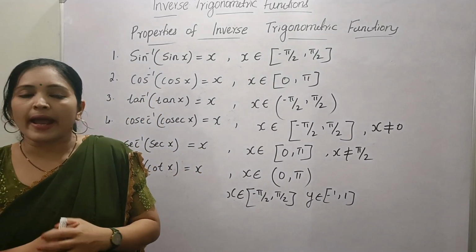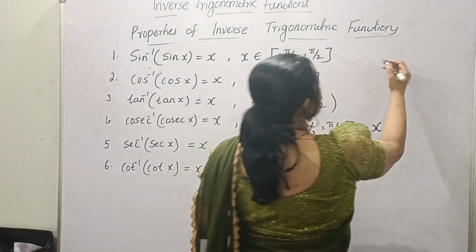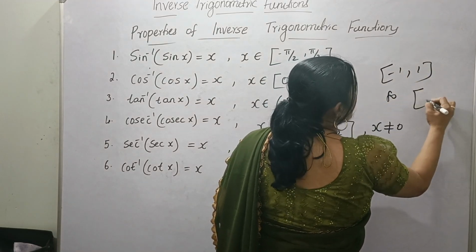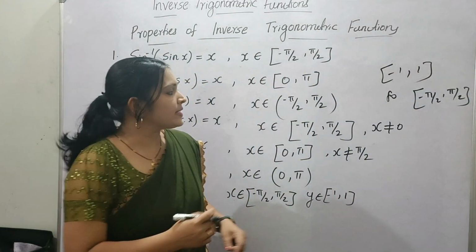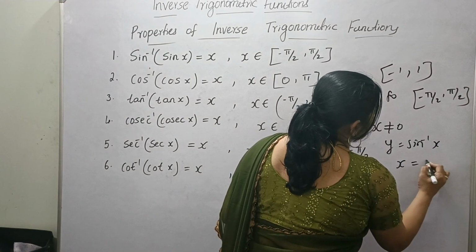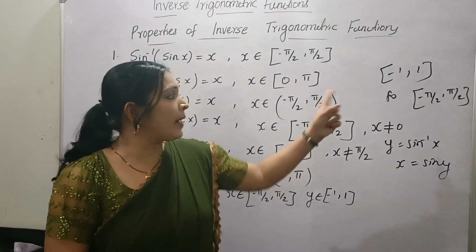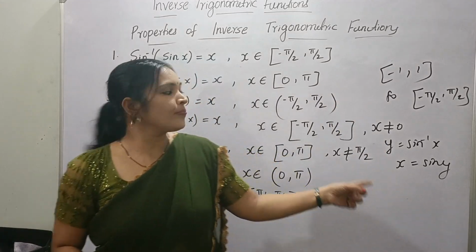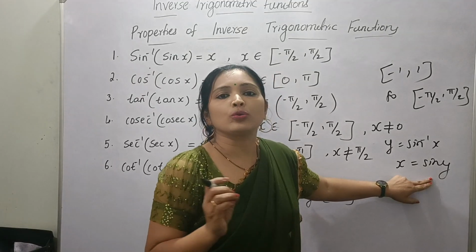We have already learnt that sine inverse is a function from the domain minus 1 to 1 to the range minus pi by 2 to pi by 2. It is defined as y is equal to sine inverse x if and only if x is equal to sine y. That is, sine inverse is a function from the closed interval minus 1 to 1 to the range minus pi by 2 to pi by 2, defined as y is equal to sine inverse x if and only if x is equal to sine y.